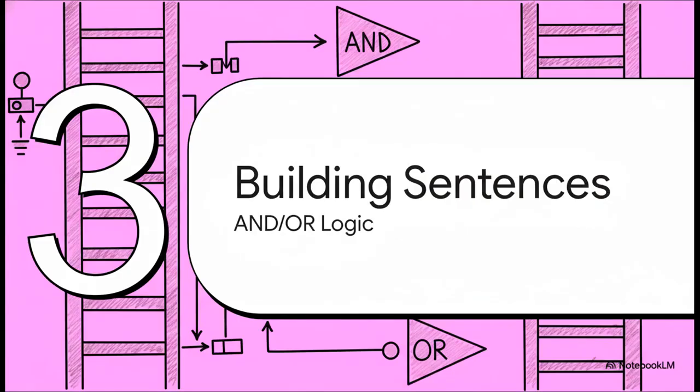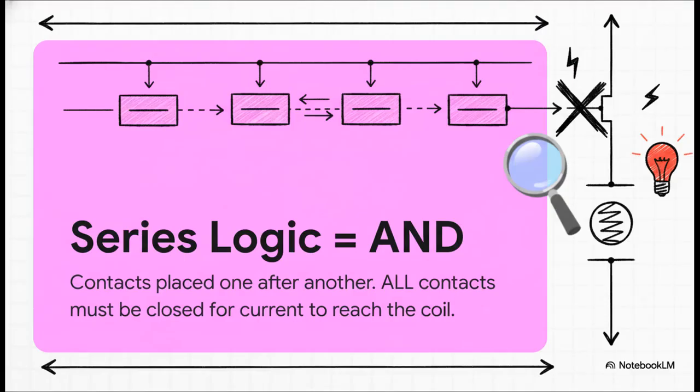Okay, so we've got our words, our inputs and outputs. Now we can finally start forming sentences. This is where we combine those contacts to make decisions using two incredibly simple ideas: AND and OR logic. First up, AND logic. When you put contacts one after another on the same rung in a series, you're creating an AND condition.